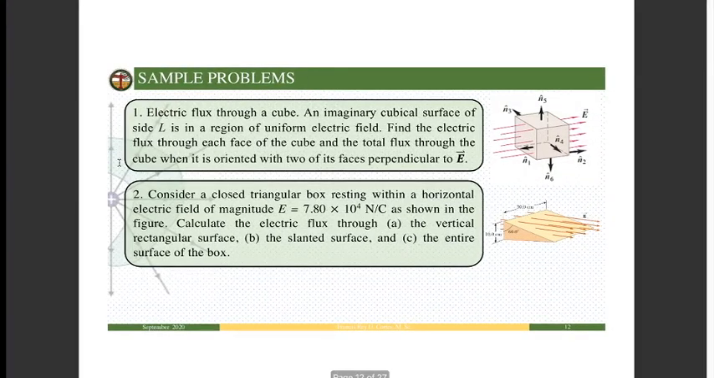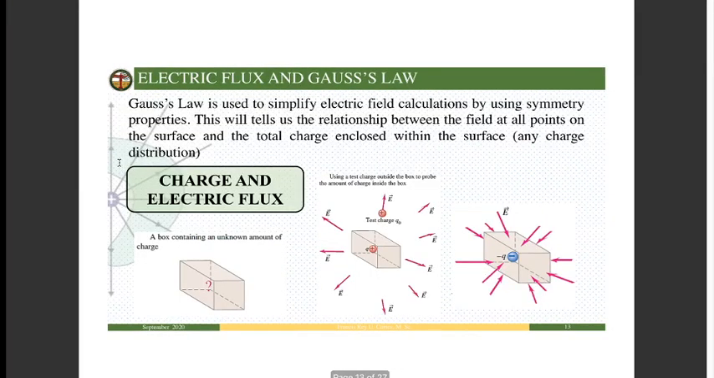So we are done with electric flux. Now we are going to Gauss's law. So you now know the concept of electric flux. Gauss's law actually uses electric flux as its main variable. Again, Gauss's law is used to simplify electric field calculation.